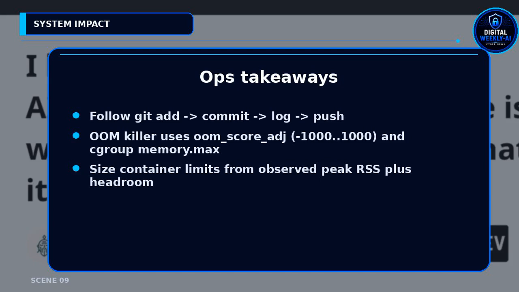Linux OOM kills appear as exit code 137 and killed process lines in dmesg. The kernel uses oom_score_adj from -1000 to 1000 to bias victims. cgroup memory.max causes pod-scope kills. vm.overcommit_memory modes are 0 and 2.